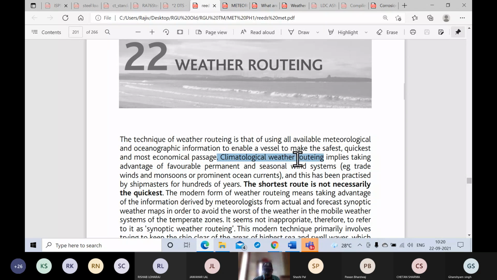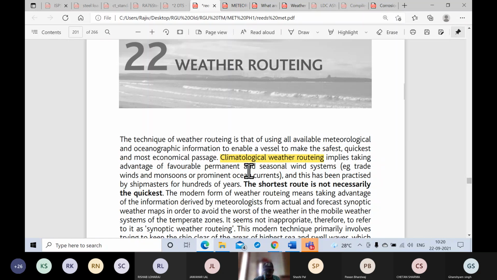This is simply taking into account all favorable permanent and seasonal wind systems. This is not dependent on the particular current flowing, but on the permanent system of the climate. So that is one.